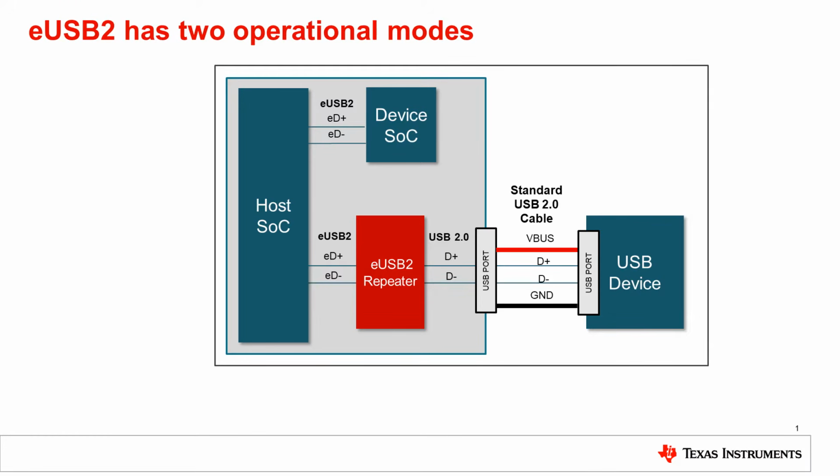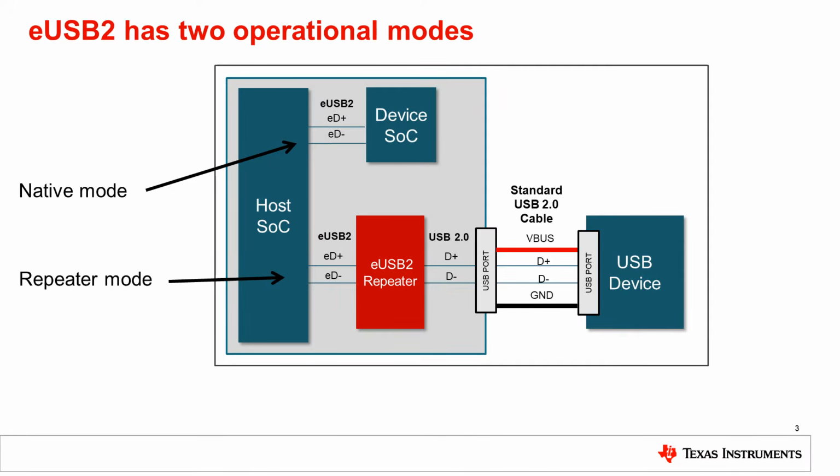eUSB 2 has two main operational modes, native mode and repeater mode, both shown here for a host SoC. In the most direct form, eUSB 2 can be used to connect two devices on the same board, like the connection shown between the host SoC and the device SoC. This is known as native mode. In this mode, the speed of the connection may be set to a predetermined speed, high speed, full speed, or low speed, or limited to a subset of supported speeds.